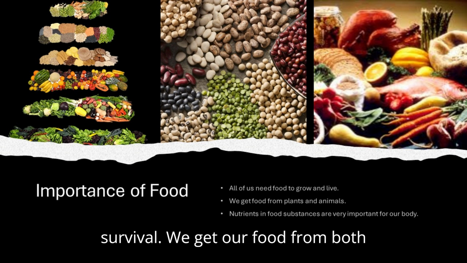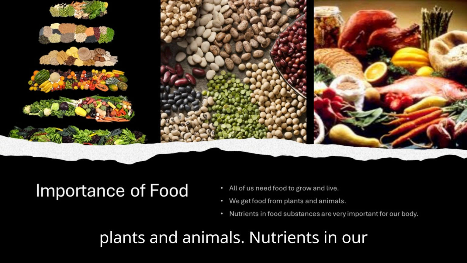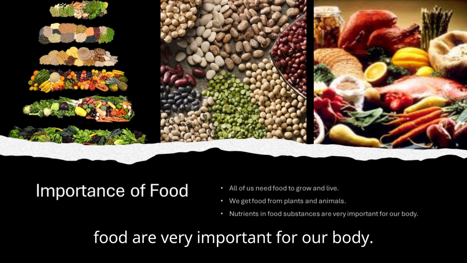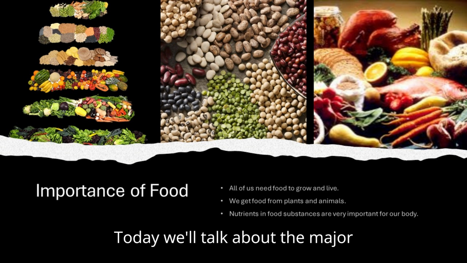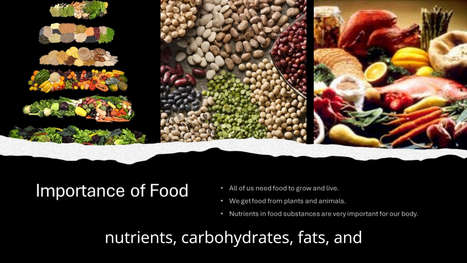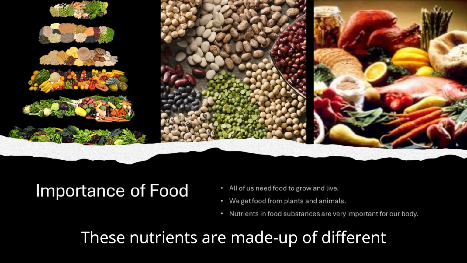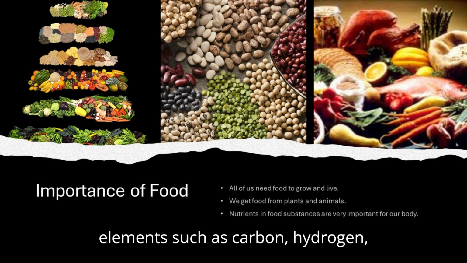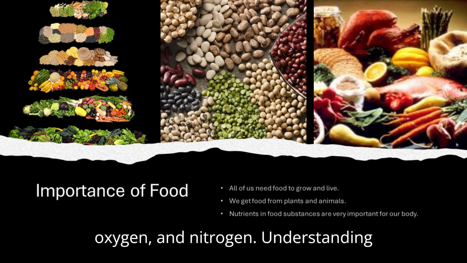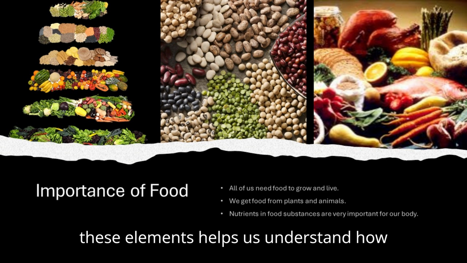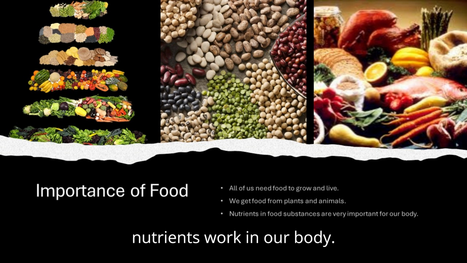We get our food from both plants and animals. Nutrients in our food are very important for our body. Today, we'll talk about the major nutrients, carbohydrates, fats, and proteins, and why they are important. These nutrients are made up of different elements, such as carbon, hydrogen, oxygen, and nitrogen. Understanding these elements helps us understand how nutrients work in our body.